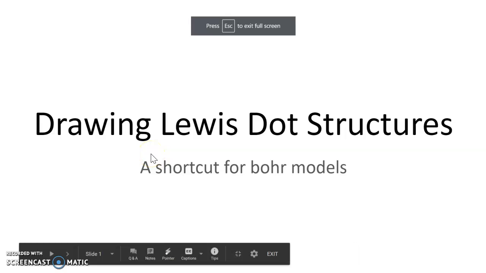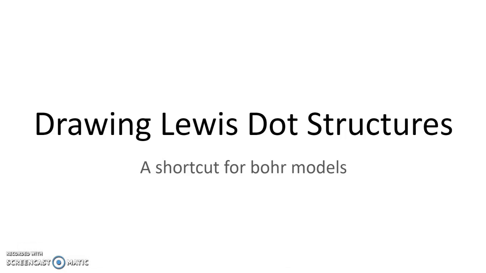All right, you guys, welcome to today's segment of Ms. Olson Tries to Record Notes. Today we're going to be talking about drawing Lewis dot structures, and Lewis dot structures are a shortcut for Bohr models, and they end up being really powerful for us to look at covalent compounds and think about the shapes that the molecules have in 3 dimensions.